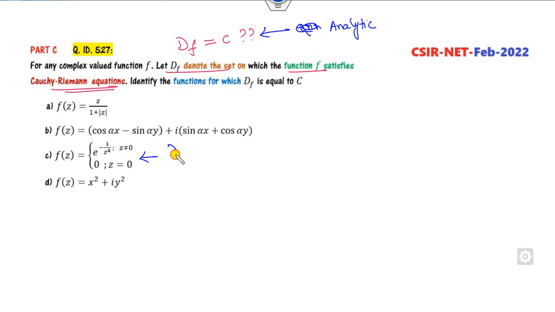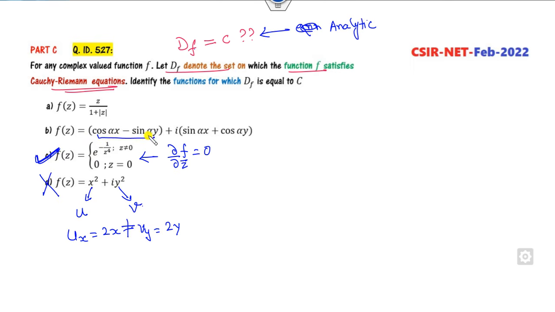Look at the third option. The partial derivative of this function with respect to z bar is 0, so this is analytic, and this is the right answer. Look at that. This is my u, this is my v. So what is u_x? 2x. What is v_y? 2y. They are not equal, so this is not analytic.